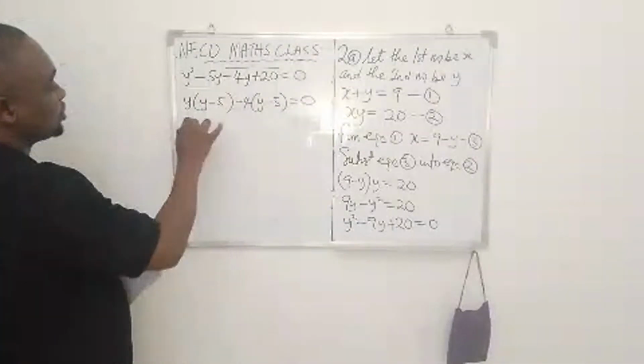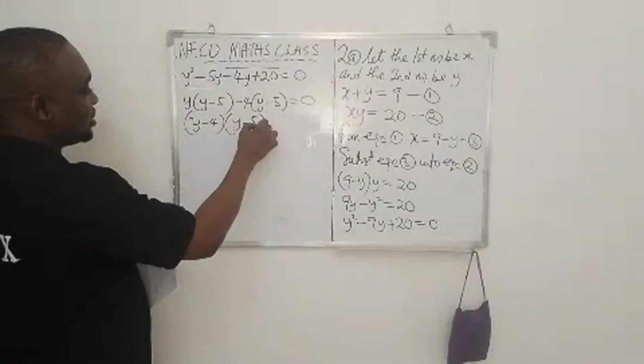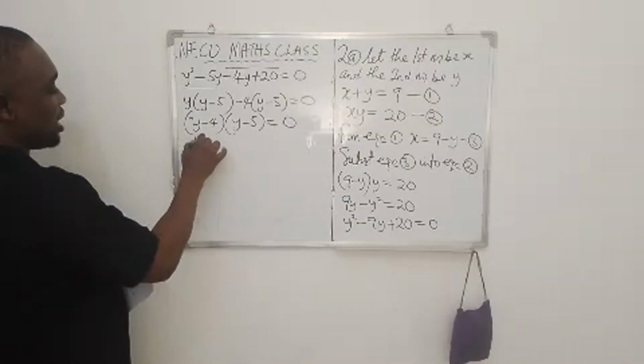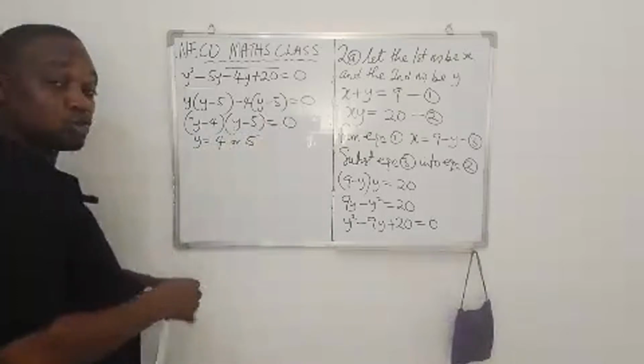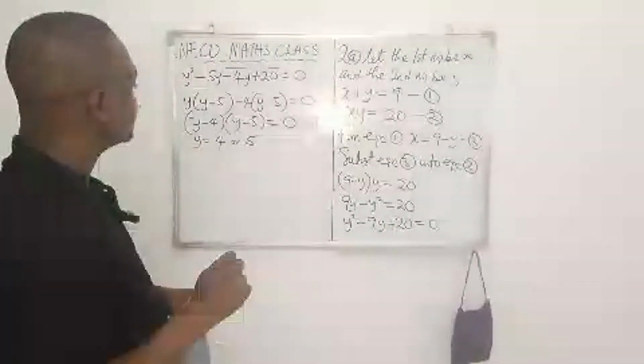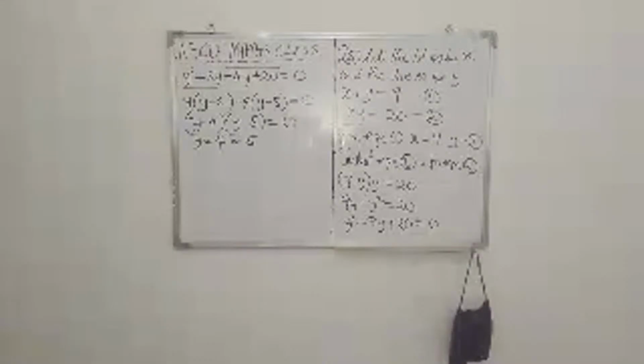Equals to what? 0. So that y minus 4 bracket y minus 5 is 0. So that y is equal to 4 or 5. These are 2 values of y. So we have 2 values of y.